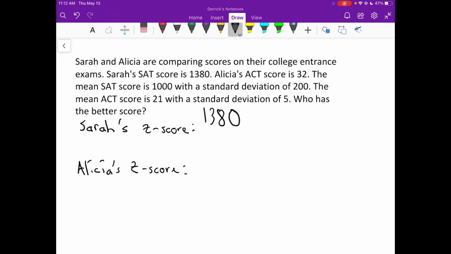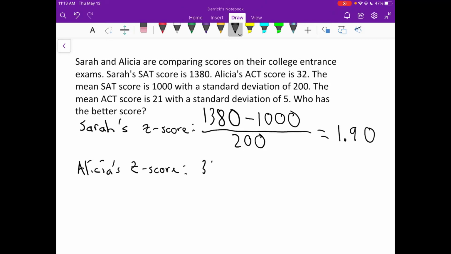So Sarah's SAT score was 1,380. We'd want to take that minus the mean for the SAT, which was 1,000, and divide that by the standard deviation for the SAT, which was 200. Well, if you plug all that in, if you take 1,380 minus 1,000, that's just 380, divided by 200, it would give you 1.90. So that means Sarah's SAT score was 1.9 standard deviations above the mean. So almost 2.